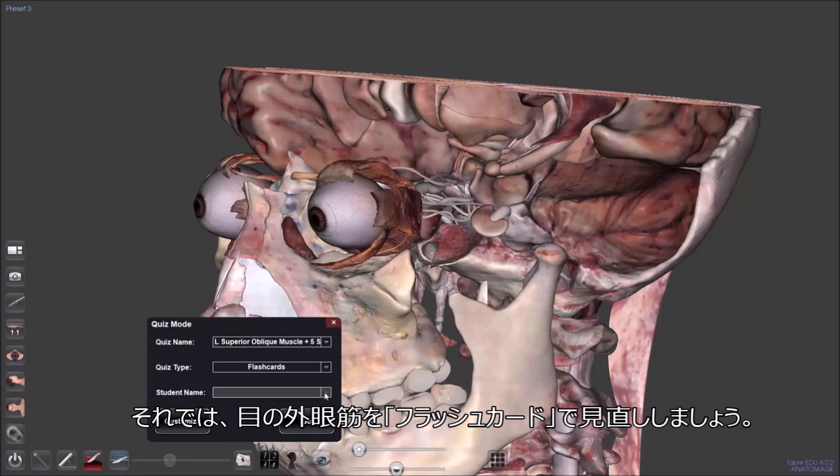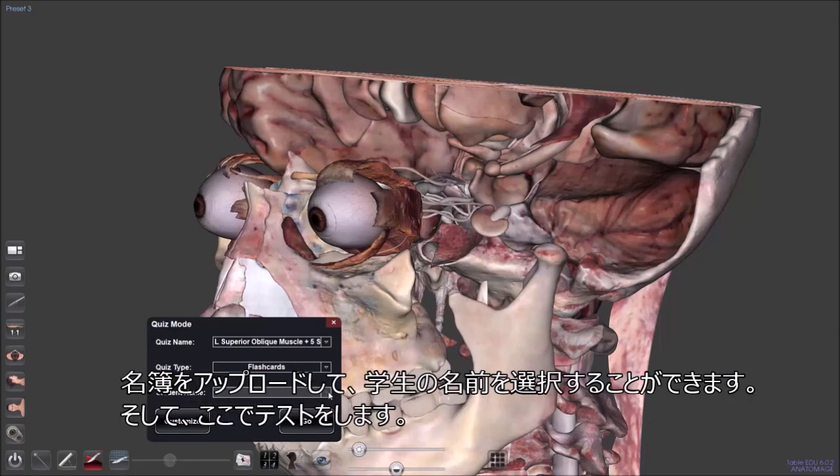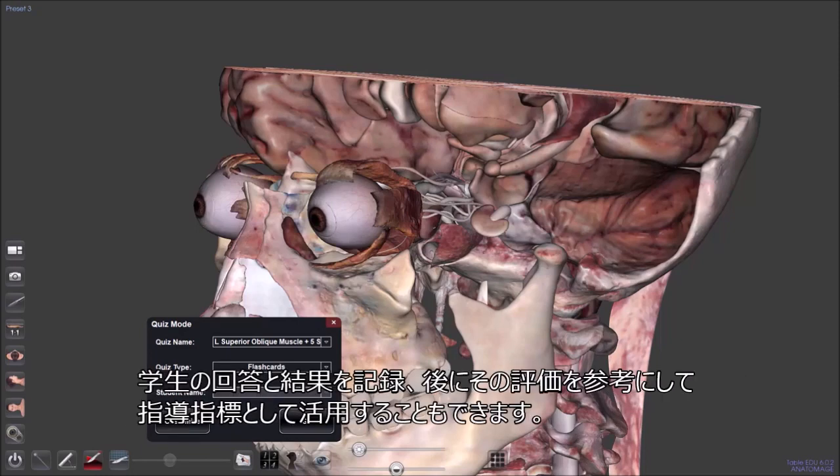We can actually import a list of student names directly into the Anatomage table, so that if you had a class of, let's say, 20 students, you can upload your roster and have students come up here and select their name when they're going to be taking a test on here. So you have the ability to really dive in, easily record answers and results from your students, and be able to run metrics on that at a later time.